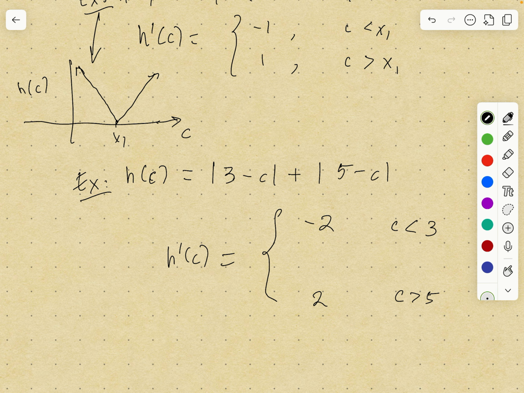Now if c is between 3 and 5, what's going to happen? What's going to happen is that the derivative of the first term is going to be 1, but the derivative of the second term is going to be -1. And 1 plus -1 is 0.